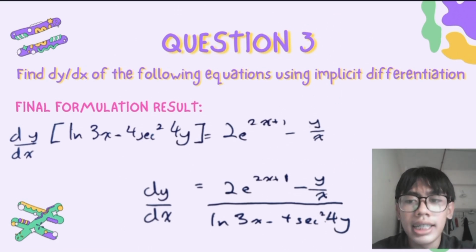dy over dx equals a fraction. On the top, we have 2 e to the power of 2x plus 1 minus y over x. And on the bottom, we have ln of 3x minus 4 secant squared of 4y. And that is how we successfully solve question number 3 by using implicit differentiation. Thank you.